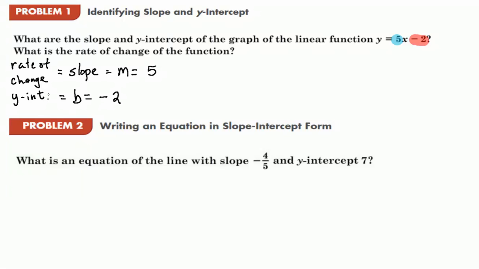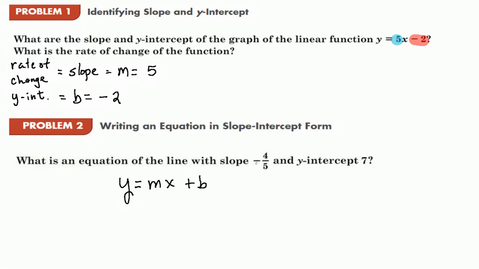Let's go on to problem number 2. Writing an equation in slope-intercept form. What is an equation of a line with a slope of negative 4/5 and a y-intercept of 7? Well, now we're working backwards from problem number 1. We were given the equation and we needed the slope and y-intercept. Now they give us the slope and y-intercept. Find the equation. Well, let's go back to the equation. The equation is y equals mx plus b.